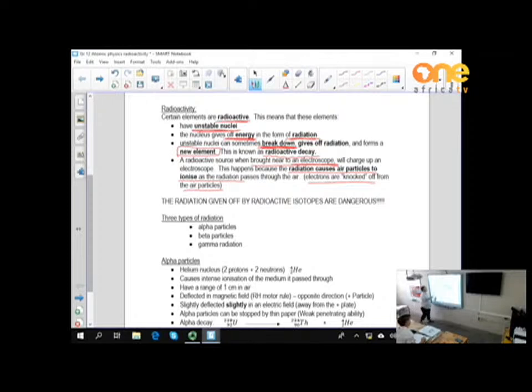Now, the radiation that is given off by radioactive isotopes is dangerous. Your body, as you are sitting here, is receiving some radiation. Your body is designed to cope with some radiation. In actual fact, it is some of this radiation that keeps your skin sterile.